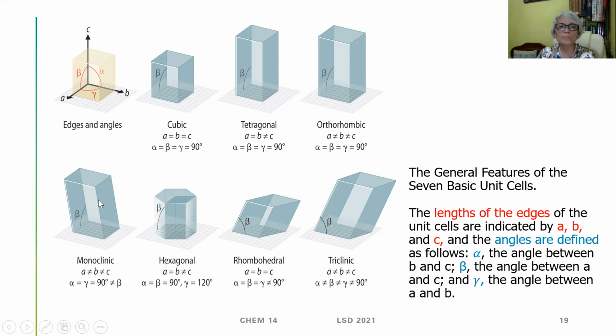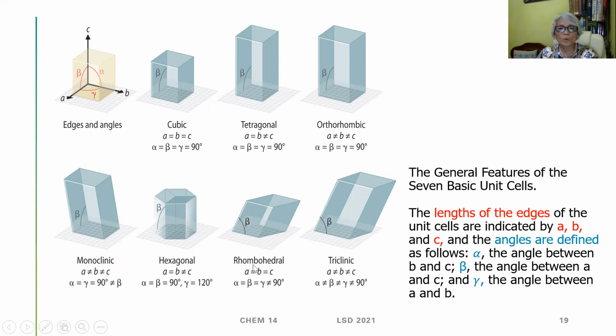Okay? Then we have a monoclinic, like orthorhombic, in that the edges are not equal, but two angles are equal, no? Alpha and gamma are both 90 degrees. Beta is not equal to 90 degrees. So that's a monoclinic unit cell. Then we have a hexagonal where two edges or two sides are equal. The third side is different. The two angles alpha and beta are 90 degrees, but gamma is 120 degrees. So that's a hexagonal unit cell.